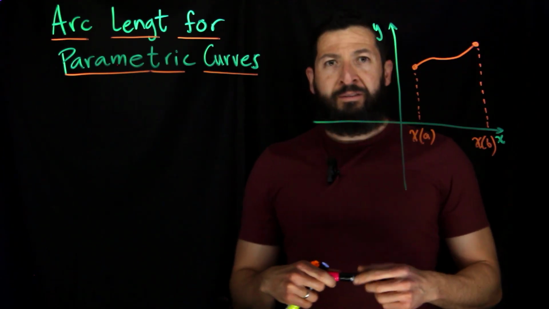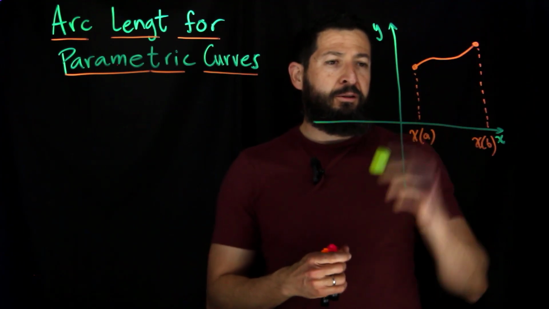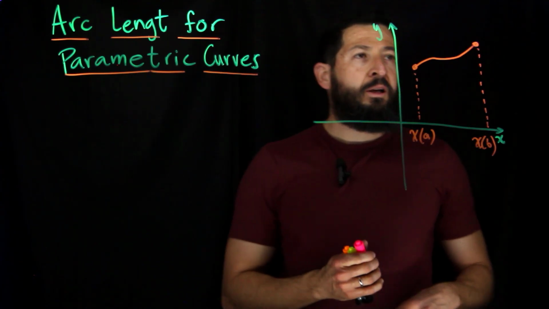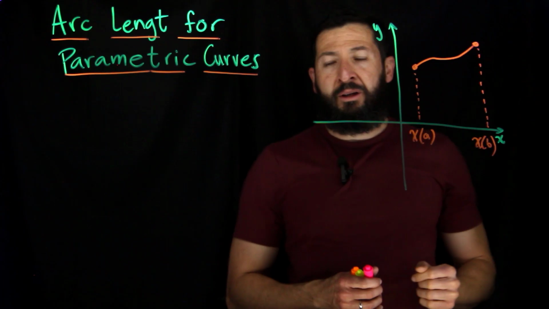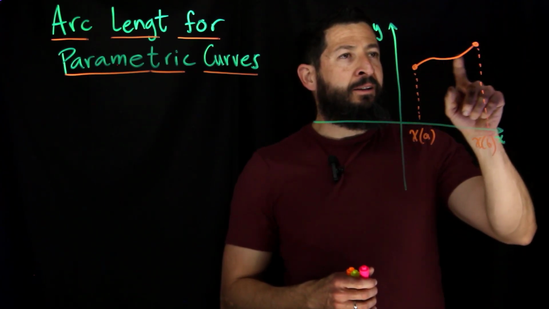Alright, so in this video we're going to deduce the formula for the arc length of a curve given in parametric form. So let's say that you have this curve that you have the parametric equations for, and you want to compute the length of this.